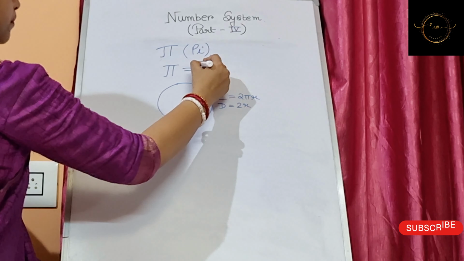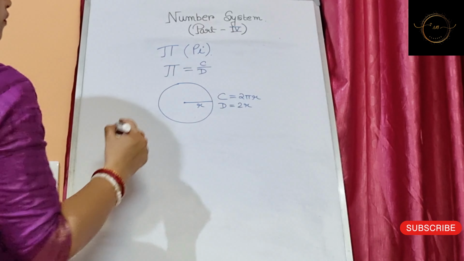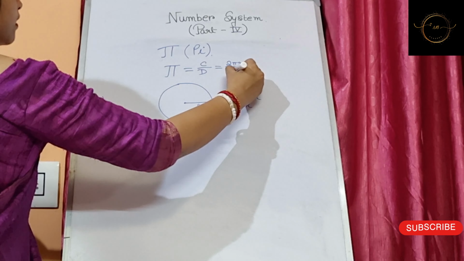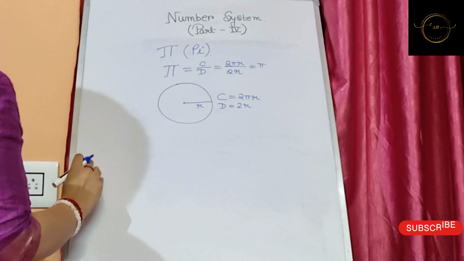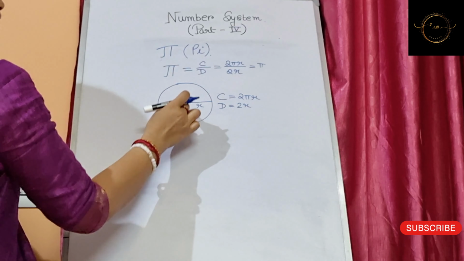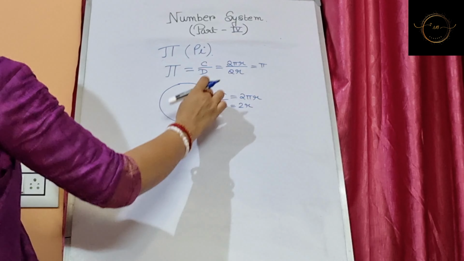Easily you can see, if I'm dividing c by d, circumference of a circle by diameter of the circle, we will get 2 pi r by 2r. That will be equal to pi. So you can understand this thing. Pi is actually the ratio of the circumference and diameter of any circle.